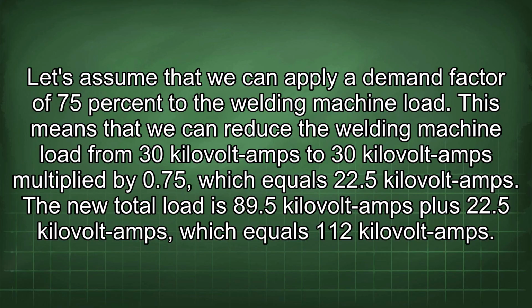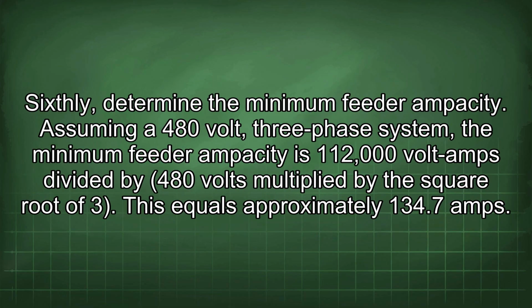This means that we can reduce the welding machine load from 30 kilovolt amps to 30 kilovolt amps multiplied by 0.75, which equals 22.5 kilovolt amps. The new total load is 89.5 kilovolt amps plus 22.5 kilovolt amps, which equals 112 kilovolt amps. Sixthly, determine the minimum feeder ampacity. Assuming a 480 volt three-phase system, the minimum feeder ampacity is 112,000 volt amps divided by 480 volts multiplied by the square root of 3. This equals approximately 134.7 amps.